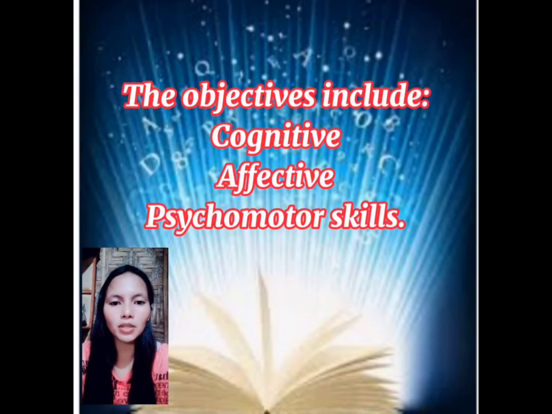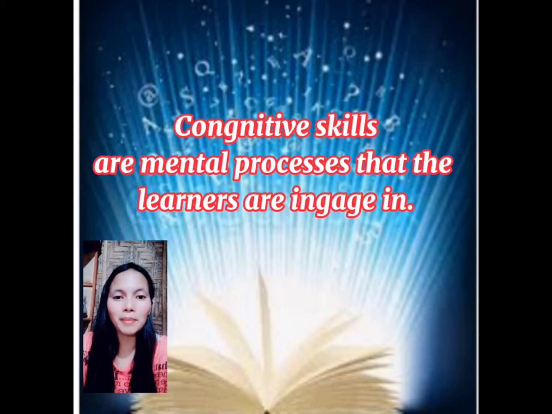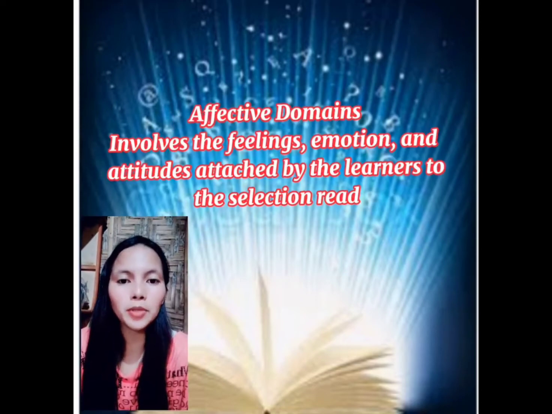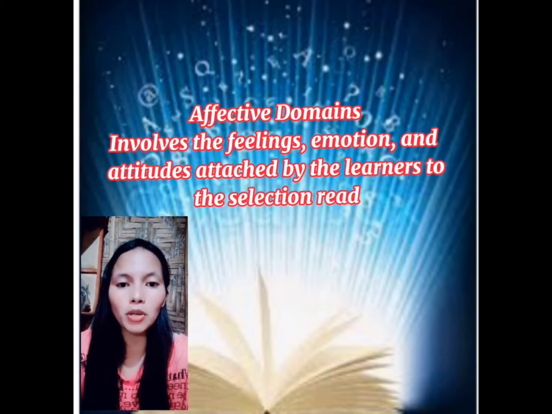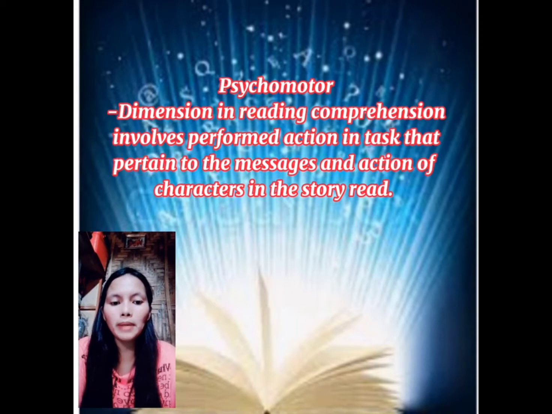The objectives consist of 3 domains, which are the cognitive, affective, and psychomotor. So what are cognitive skills? Cognitive skills are mental processes that the learners engage in, while the affective domain involves the feelings, emotions, and attitudes attached by the learners to the selections read. While the psychomotor domain is a dimension of reading comprehension that involves performance actions on tasks that pertain to the messages and actions of characters in the story read.